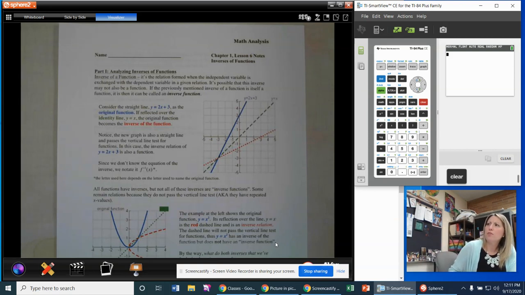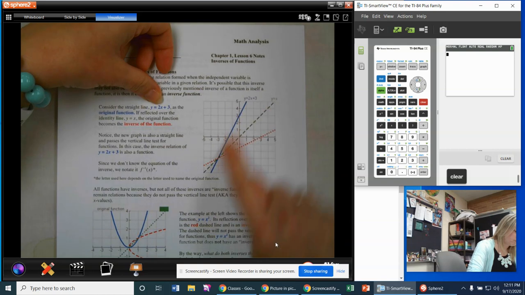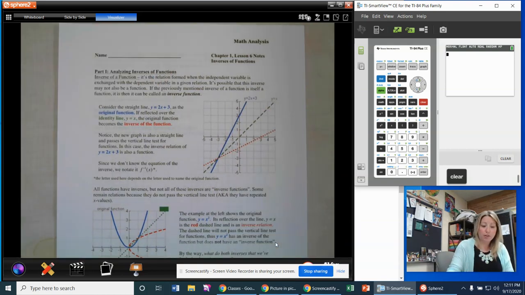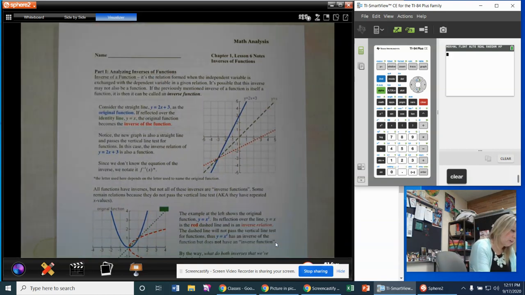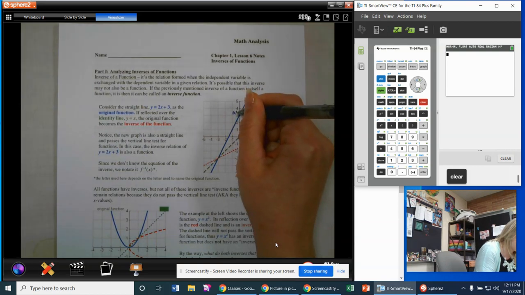So the inverse of a function is the relation that gets formed when the independent variable is exchanged with the dependent variable. Basically, it's the new thing that happens when you flip your x and your y's around. So if I take this original function that is in blue right here, and I take every point on there, here, let's pick a point. Here's a point. And this point right here is (0, 3).